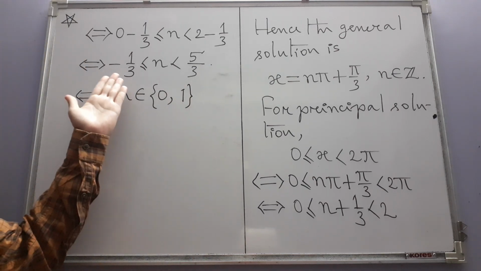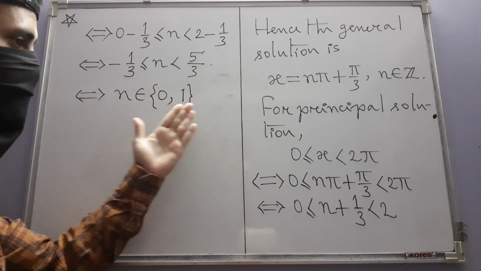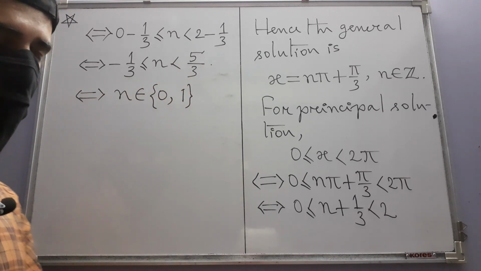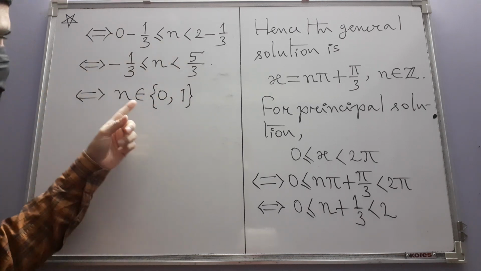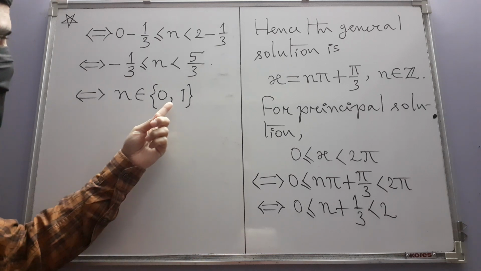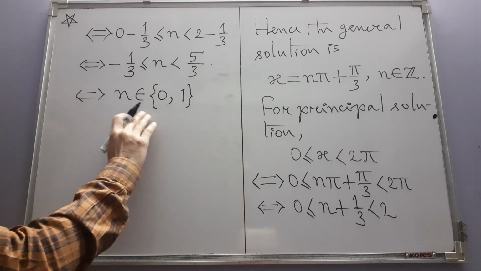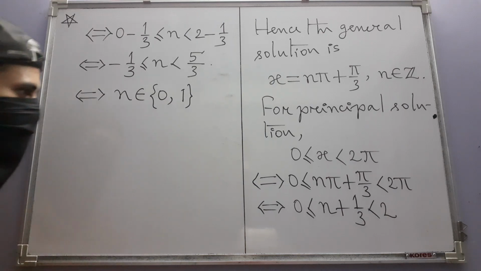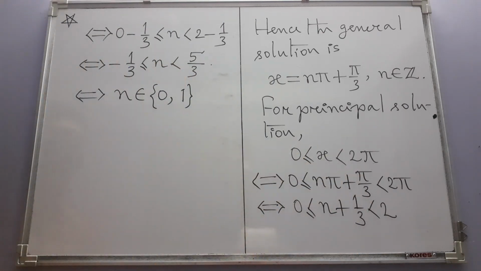So if n is an integer and n satisfies these inequalities, then n must be either 0 or 1. But can we go back from these values to this? Yeah, of course. If n is 0, then for that n these inequalities are true, and so is the case if n is 1. So these are precisely the values of n that will make x lie between 0 and 2 pi in this manner.